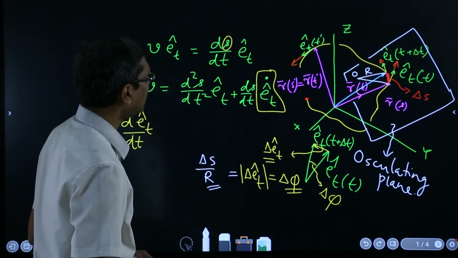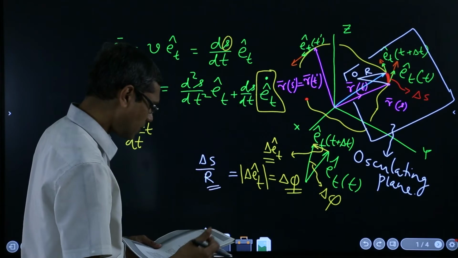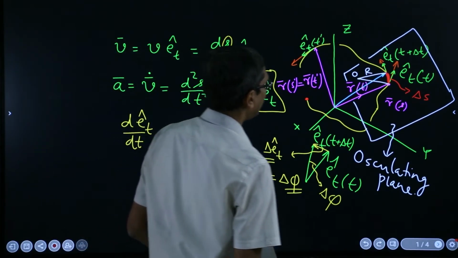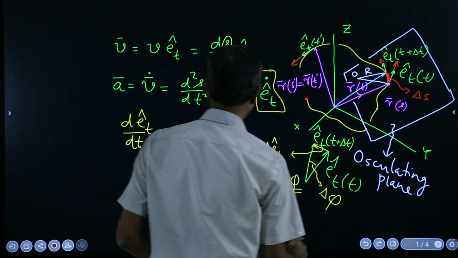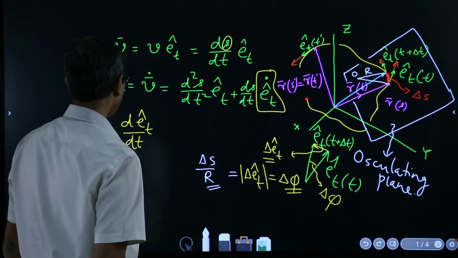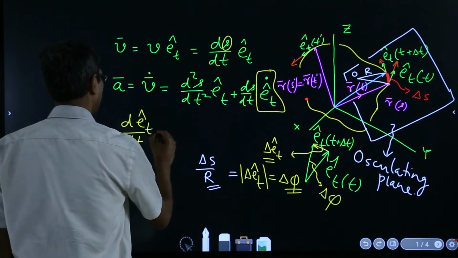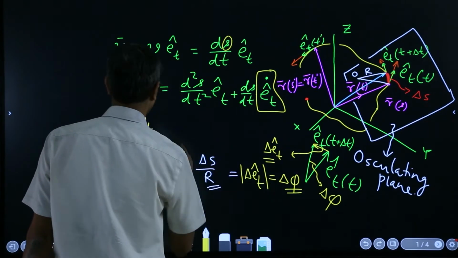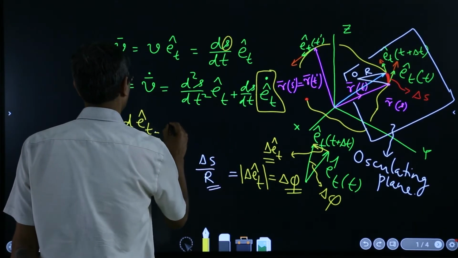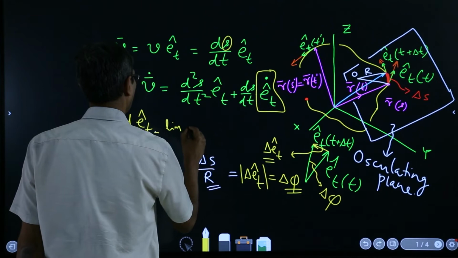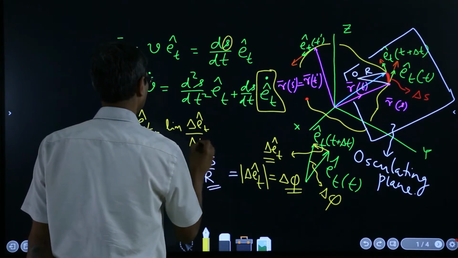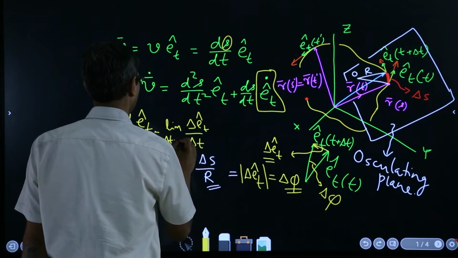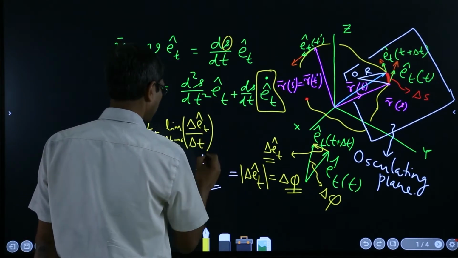And now what is the direction of this? It is perpendicular to this, so that means En. So this we will define as the limit of delta Et over delta t when delta t tends to 0.